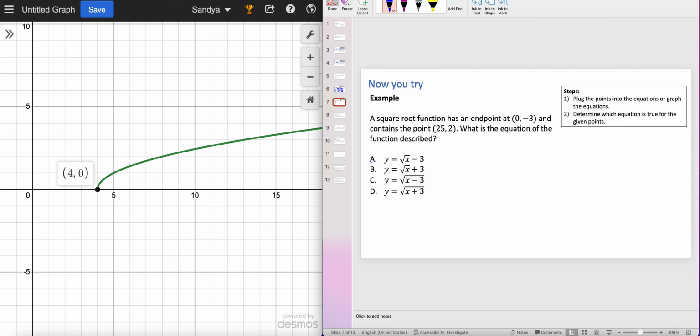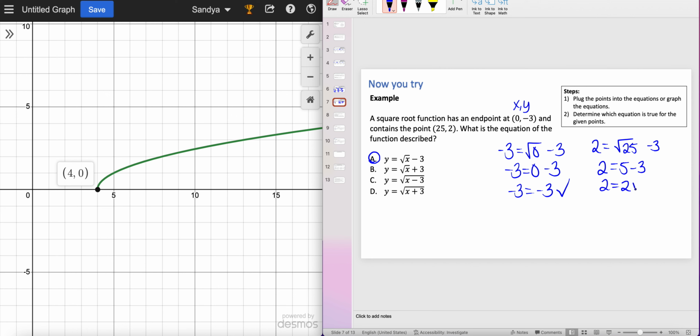So if you try it with the first point, x and y, you'll notice that it does make the equation true. If we plug it in, we get -3 equals the square root of 0 minus 3, which is -3 equals 0 minus 3, which tells you that -3 equals -3, which is true. You can double check with 25, so you get 2 equals the square root of 25 minus 3. So that's 2 equals 5 minus 3, which is in fact true.